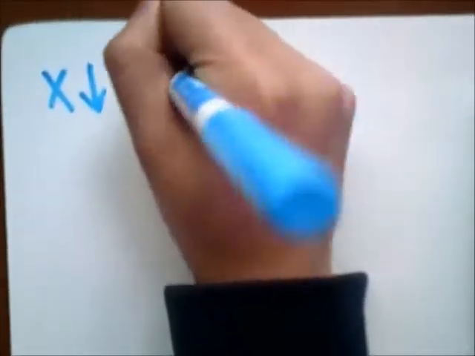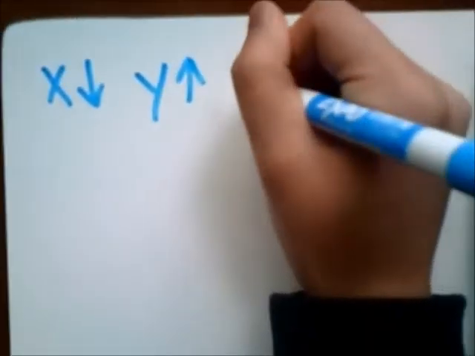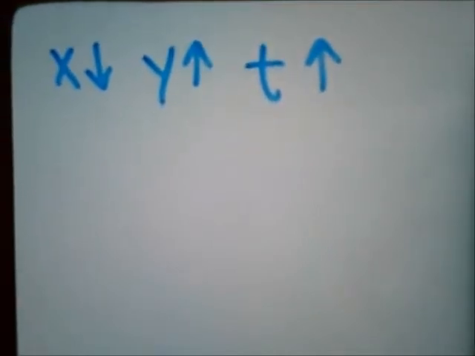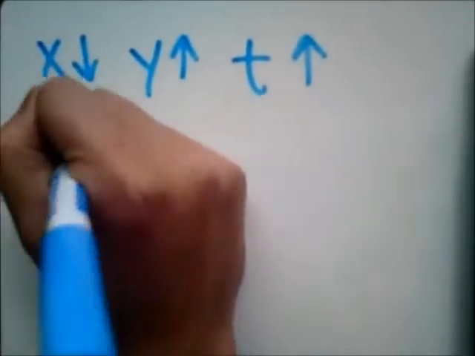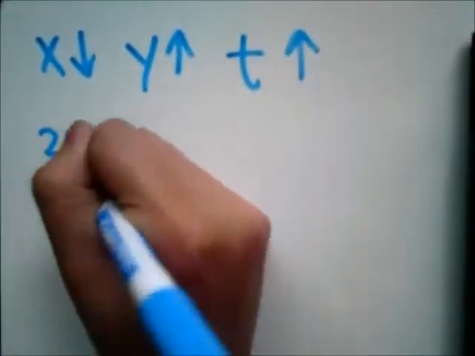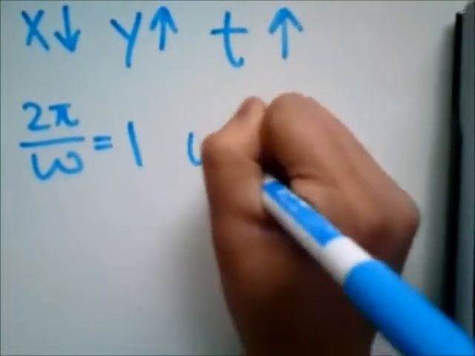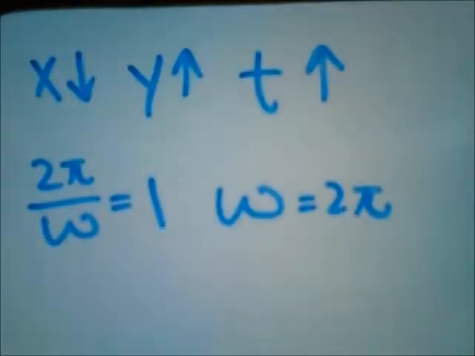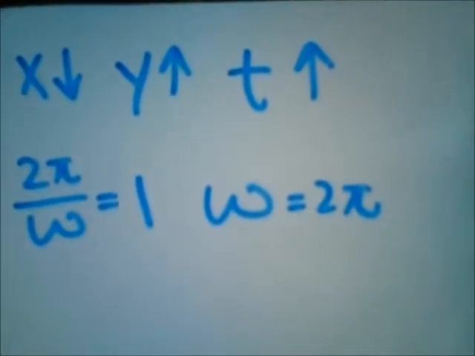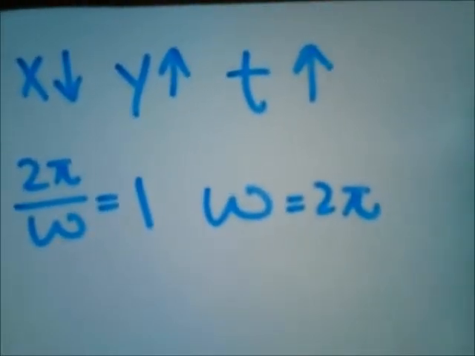For the motion to be counterclockwise, the motion will have to begin with the value of x decreasing and y increasing as t increases. Since one revolution requires 1 second, the period is 2 pi over omega equals 1. So omega equals 2 pi. To increase the speed, you increase omega, and to decrease the speed, you decrease omega.